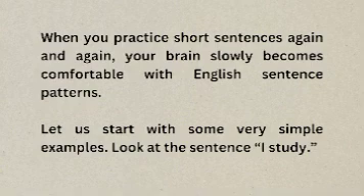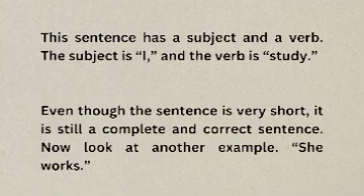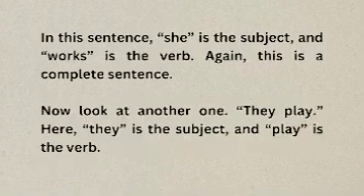Look at the sentence, I study. This sentence has a subject and a verb. The subject is I, and the verb is study. Even though the sentence is very short, it is still a complete and correct sentence. Now look at another example. She works. In this sentence, she is the subject and works is the verb. Again, this is a complete sentence.